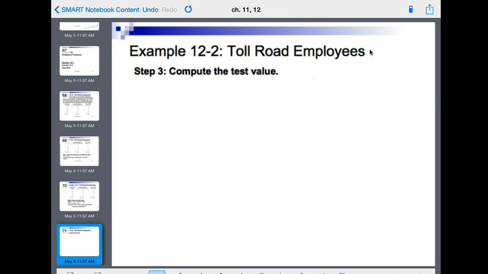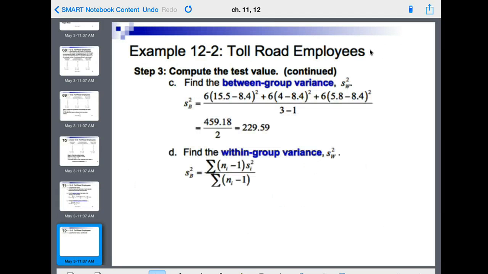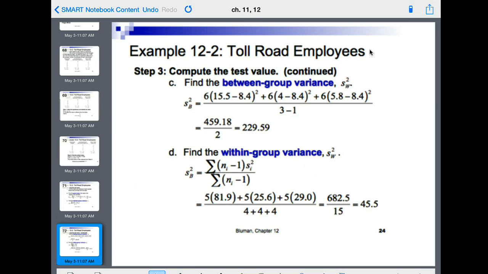Compute the test value. So we got a little work to do here. Find the mean, these were provided. Find the grand mean. The grand mean is, I'll add them all up and divide by how many there is, 8.4. Find the mean between groups. Between groups, 6 times (15.4 minus 8.4), and so on down the line. So we get 229.59. Within groups, divide that out and we get 45.5. 4.5, not to go too fast here. So these were our variances for each group. These are the number of values minus 1 from each group, and so on down the line.